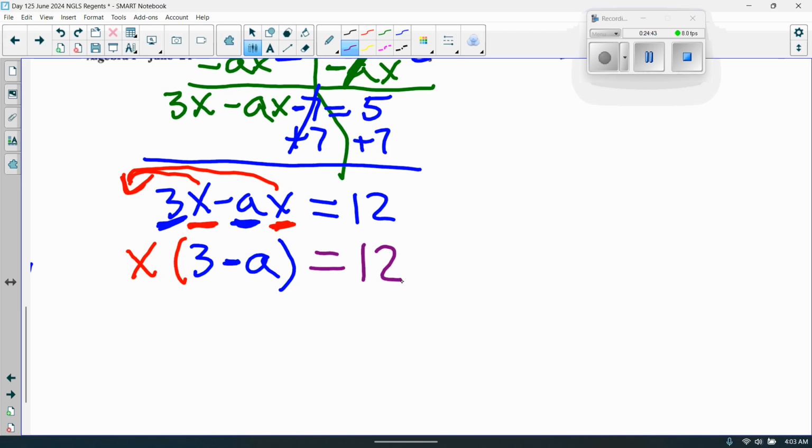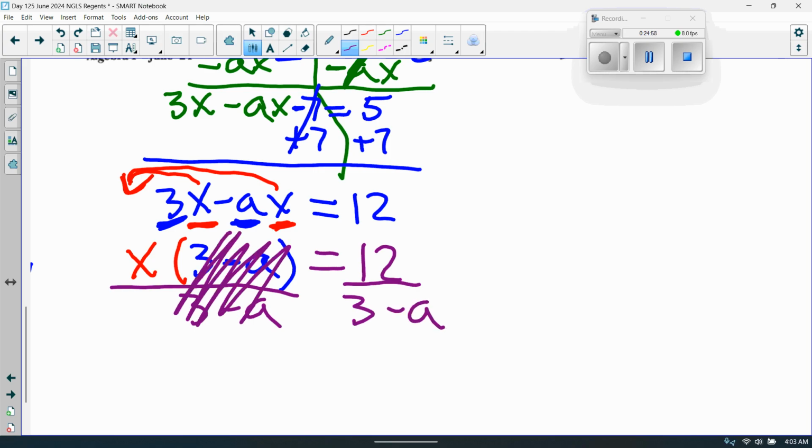We're almost done. How do we get x isolated by itself? Well, what's next to x? This 3 minus a. So if you're multiplying by 3 minus a, you got to divide by 3 minus a. That gets rid of this. And what do you know? We get an answer of x equals 12 over 3 minus a.